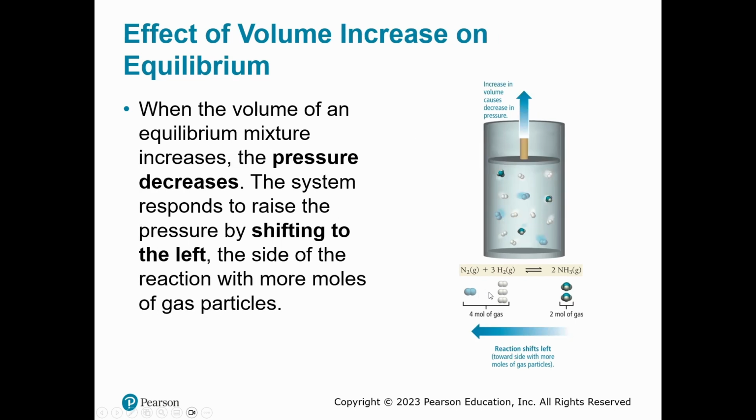The opposite will be true as we increase the volume or decrease the pressure. If there's less force forcing these things together, there's more stability for having more things to occupy that space. And so if we have low pressure or increase the volume, we'll favor the side of the reaction that has more products or more moles of stuff.